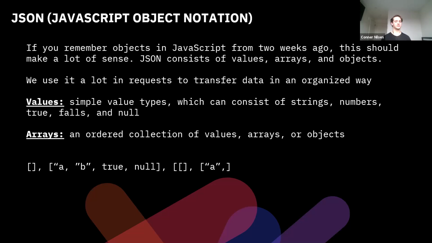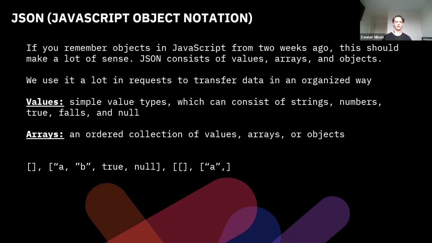So basically it consists of three main categories. The value category, which has stuff like strings, numbers, true, false, and null. The arrays category, which is like, as you can see down below here, you can have arrays and arrays. You can have objects and arrays, which we'll get to in a second. You can have value types and arrays.